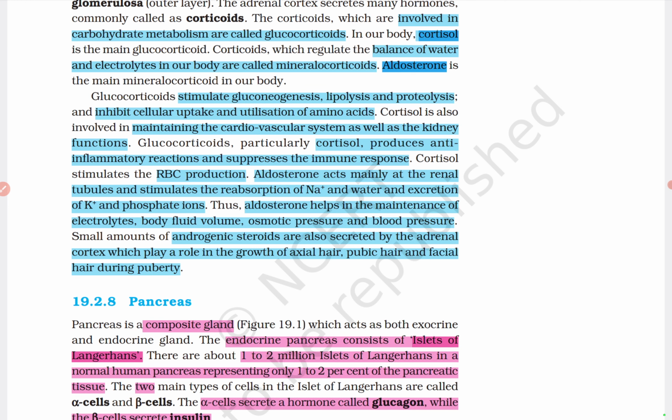Aldosterone acts mainly at the renal tubule and stimulates the reabsorption of Na and water, and excretion of potassium and phosphate ions. Thus, aldosterone helps in the maintenance of electrolytes, body fluid volume, osmotic pressure and blood pressure. A small amount of androgenic steroids are also secreted by the adrenal cortex, which play a role in the growth of axillary hair, pubic hair and facial hair during puberty.